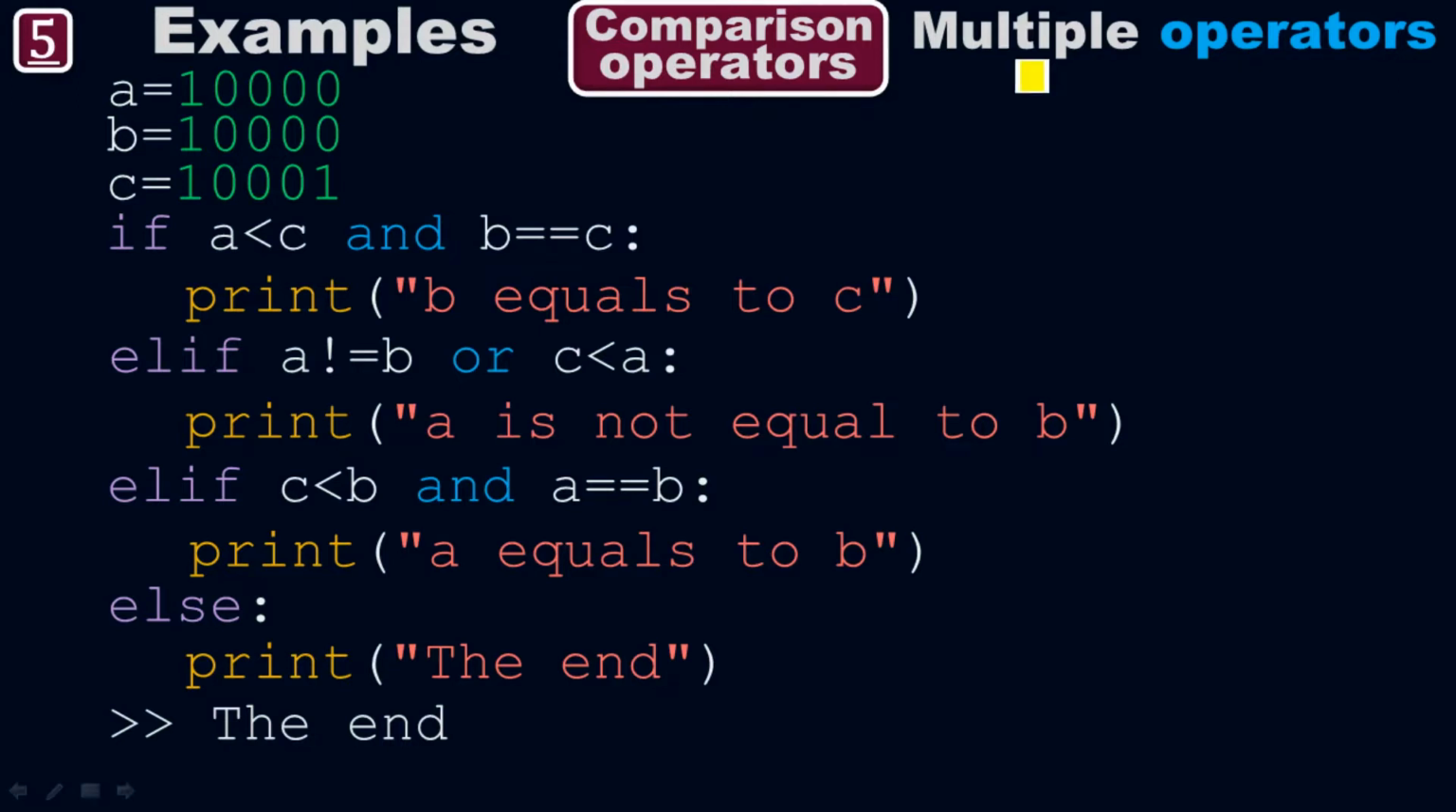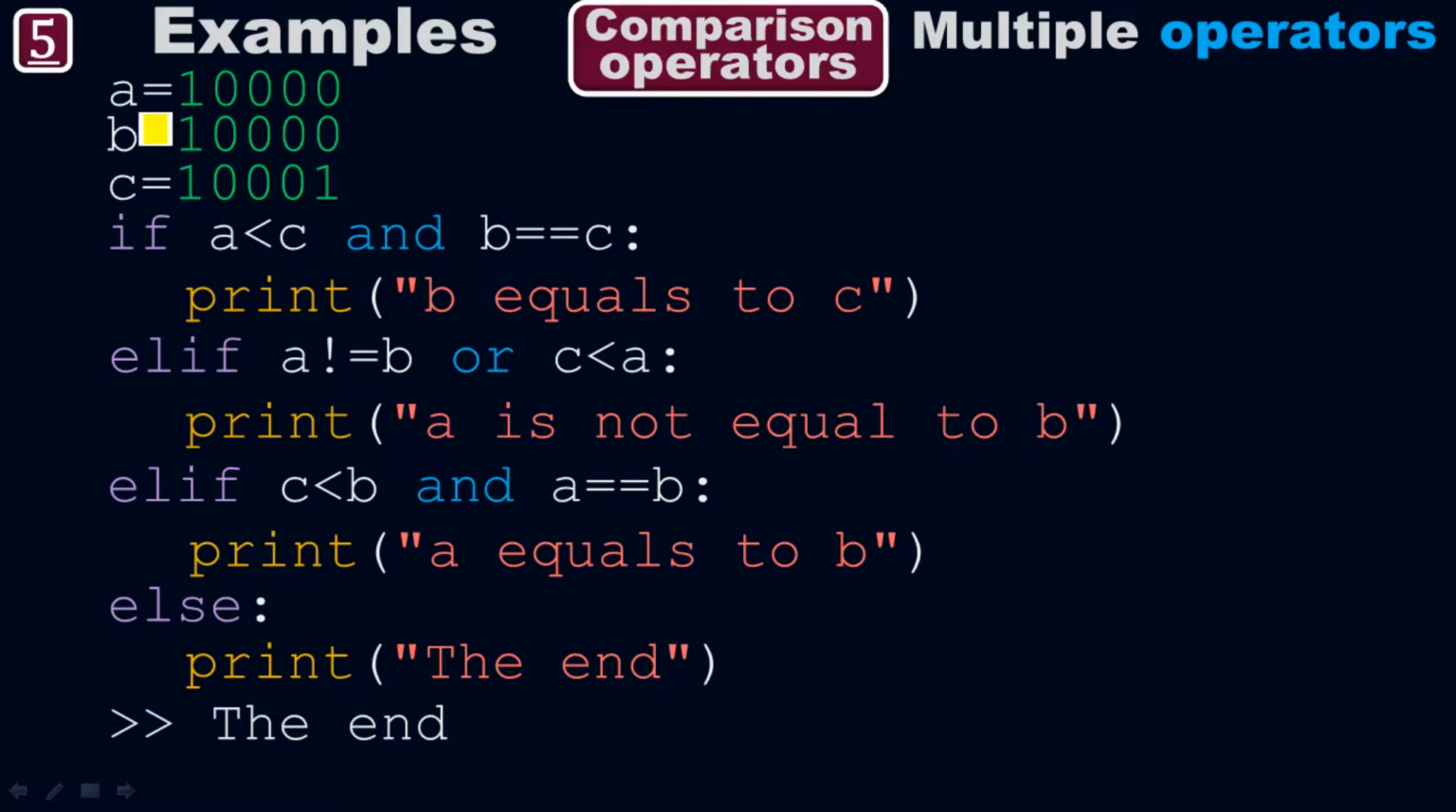Look, we have multiple operators here, multiple comparison operators. Less than, equal to, not equal to, less than, equal to. Look, and and or are the logical operators. These are not comparison operators. Comparison operators are less than, equal to, not equal to. So we have used comparison operators multiple times here.